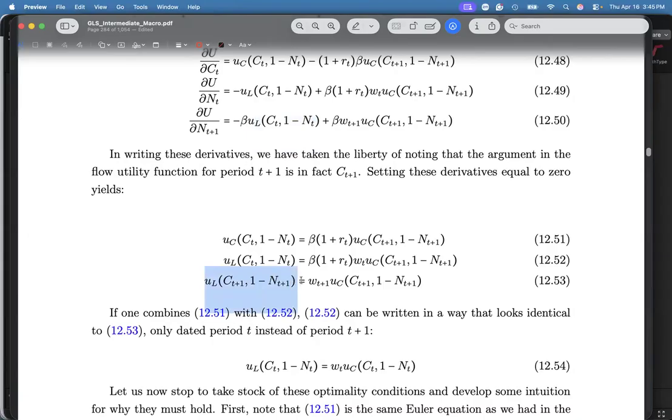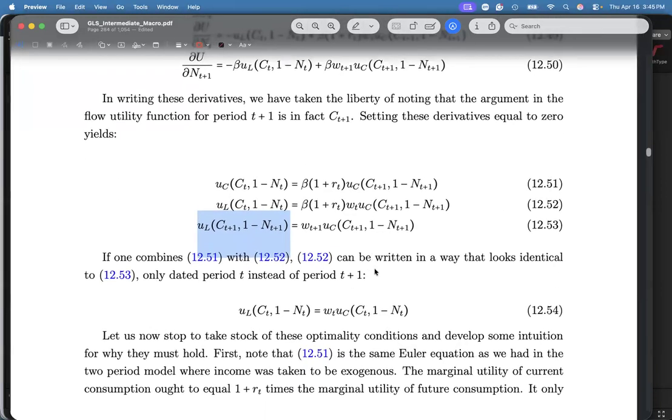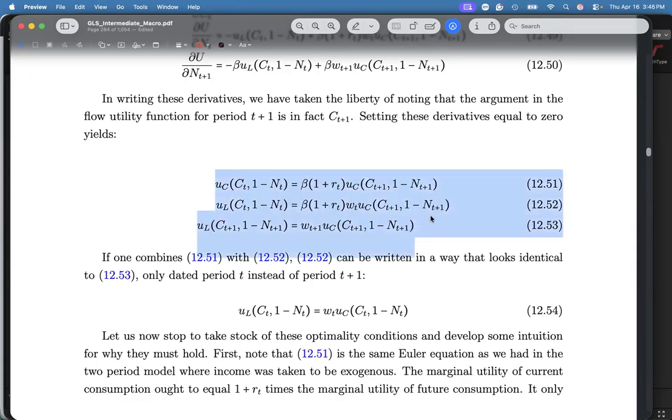Okay? Now, let's talk about 12.51, 52, and 53. Again, these are the heart of the household model. So, you should be able to, number one, derive it. Number two, if this was an algebraic expression, you should be able to solve for it. And then you should be able to understand or explain it.